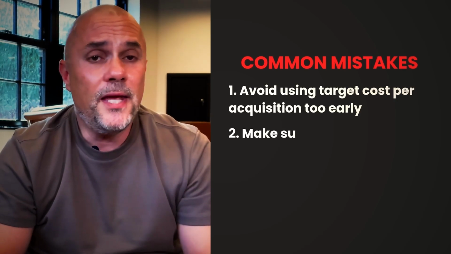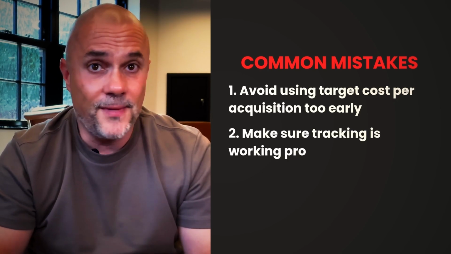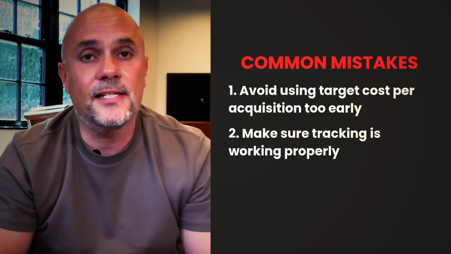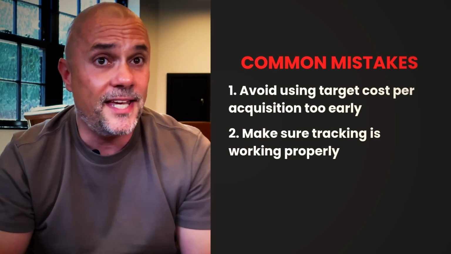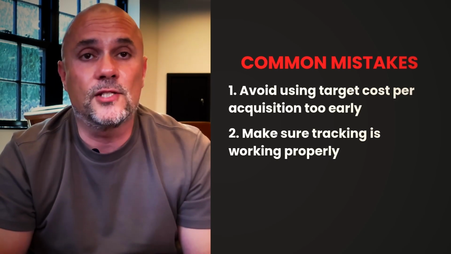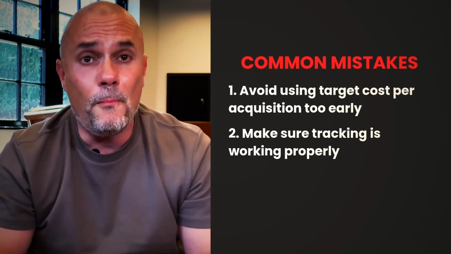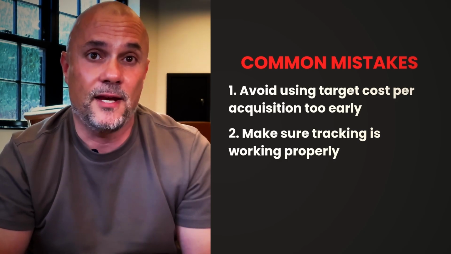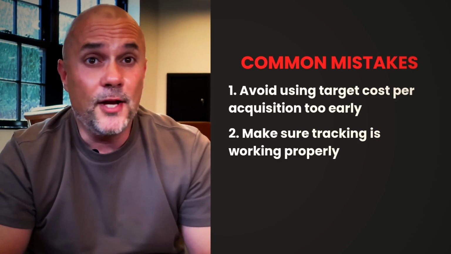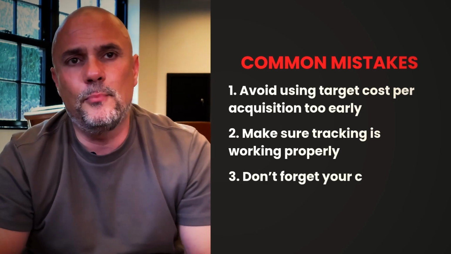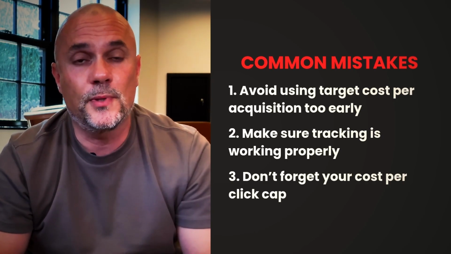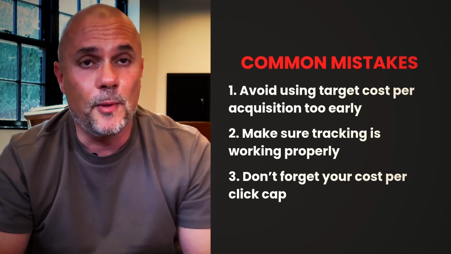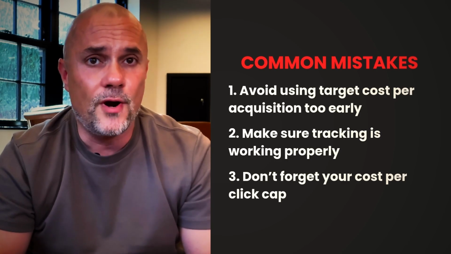Number two, make sure your tracking's working properly. It sounds obvious, but you'll be surprised how often that I see this. And if your tracking's off, it doesn't matter what bidding strategy you're using, smart or manual, neither will be able to get it right. And number three, I know I've said it before, but it's massively important not to forget your cost per click cap, as suddenly you'll be paying £15 a click for traffic that's never going to convert. Get a good base and Google will look after you.